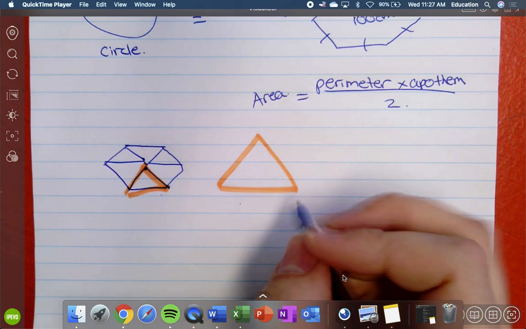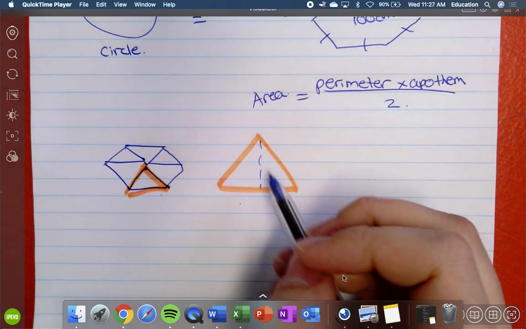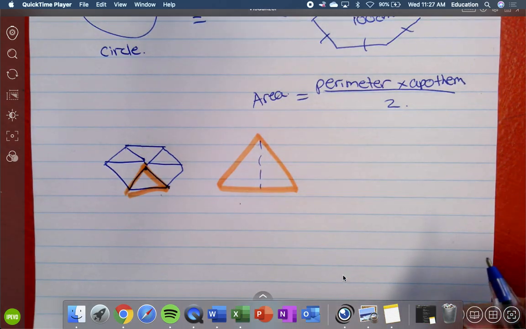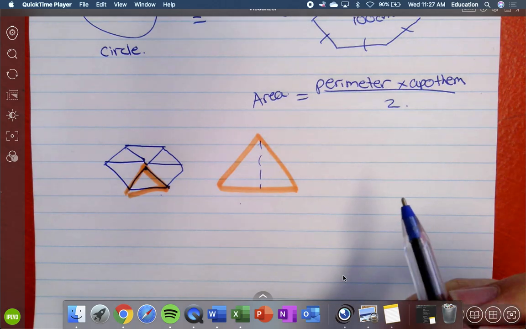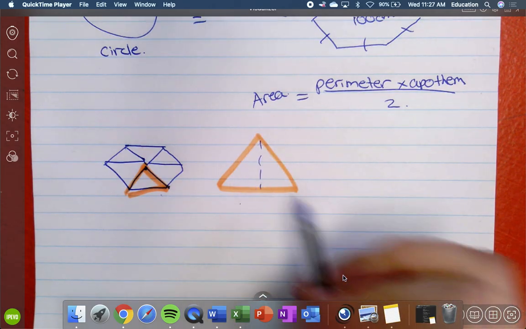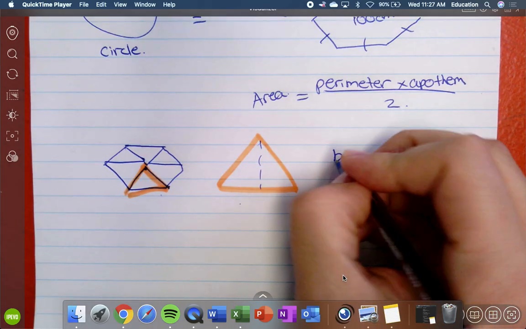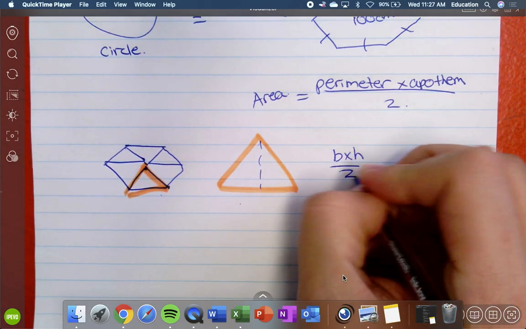So what do I know about the area? What do I know about the area of this triangle? How do I solve for the area of a triangle? Base times height divided by 2.